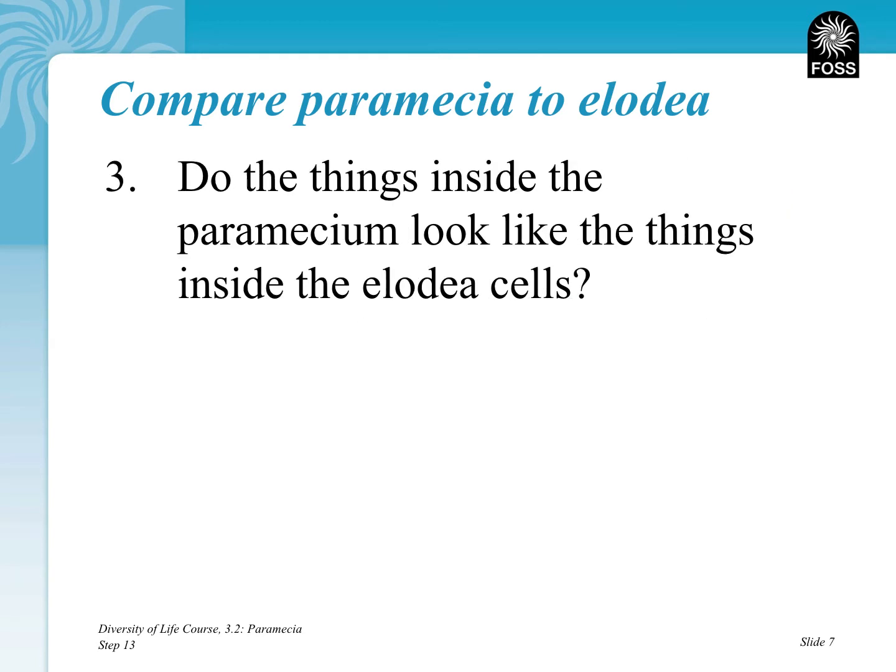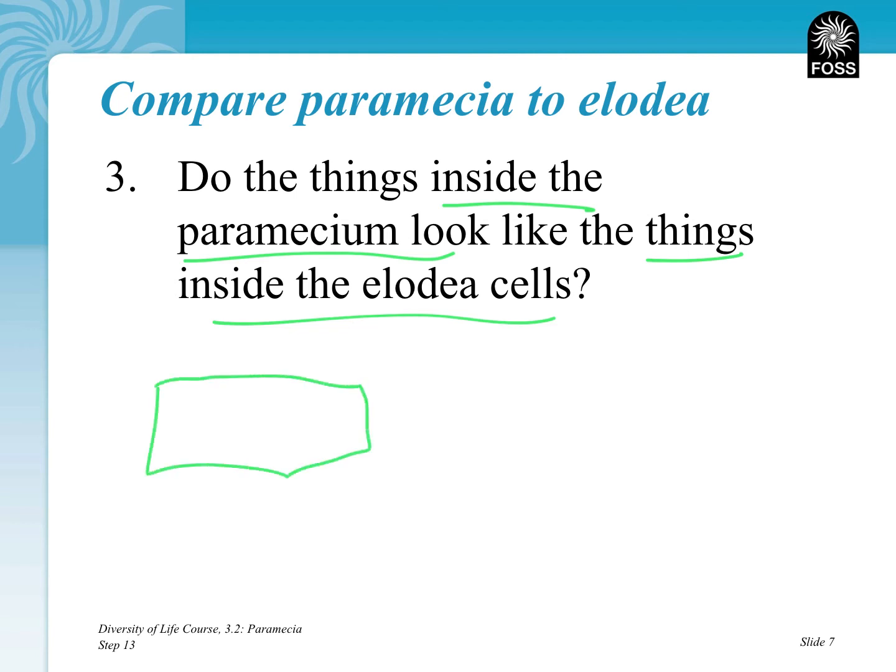Do the things inside the paramecium look like the things inside the Elodea cells? Well, they both had round structures. If you recall, the brick-like structure had those little green dots, right? Some of them were moving, etc. And then in the paramecium, kind of a shape like that, there were some other dots and stuff. But instead of green, they were different colors, some reds, some browns, some grays, all sorts of stuff. So they do have similar shapes.